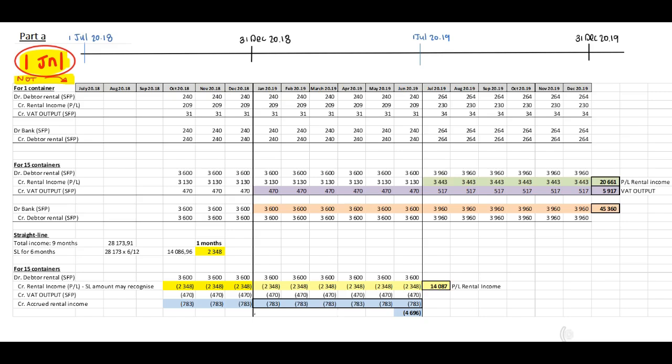Right, now please look at my timeline. We need to include the journal entries for the period to 31 December 2019. Therefore, for this section, this yellow section, this is the journal entries that we need to include. Right, now before you look at the journals, focus on my timeline, please. They indicate to us that the 15 containers, new contracts were entered into on 1 July 2019.